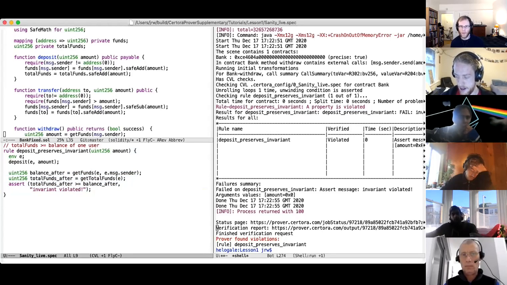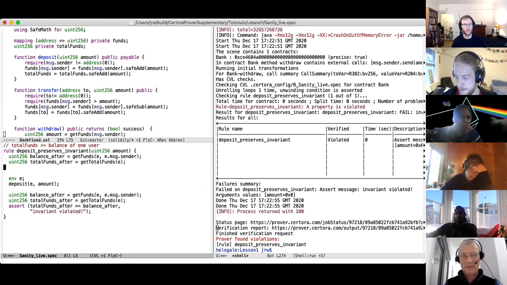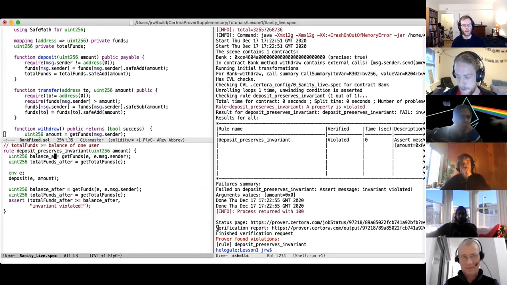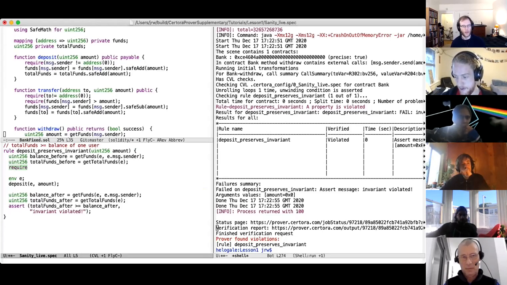Go ahead. So is the right way to start is you assume that total funds is greater than or equal to the balance of one user a priori, and then no modifications can take you out of that state? Exactly. So if we do this, and then instead of asserting, we can require. So we can require total funds before greater than or equal to balance before.